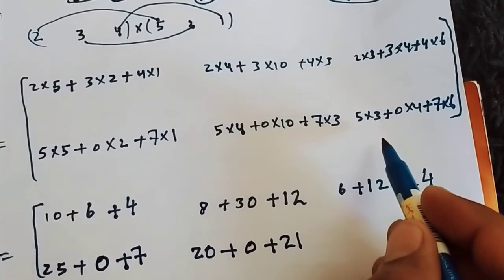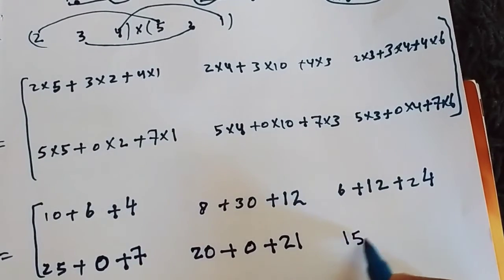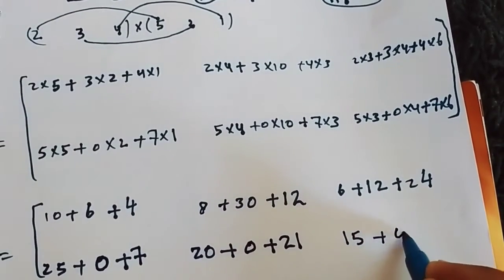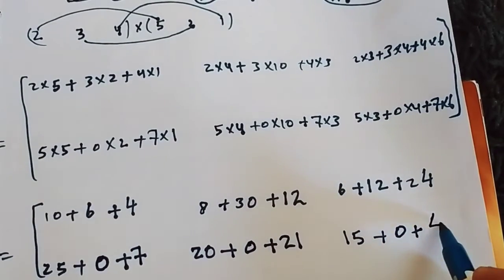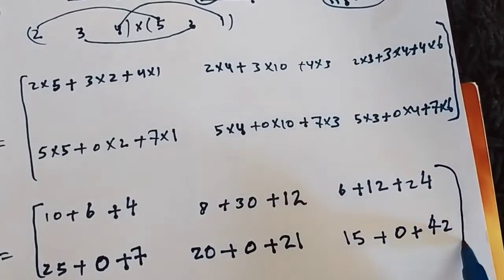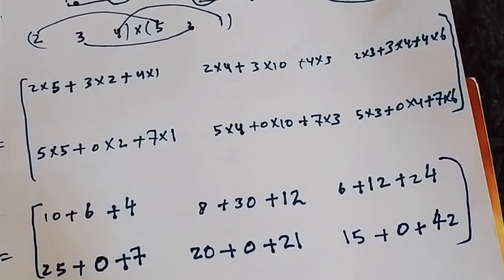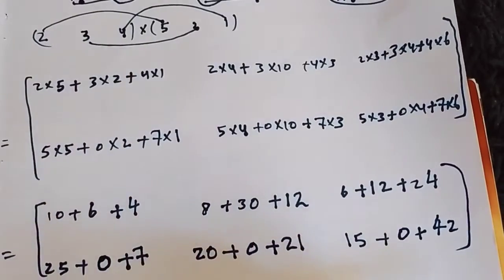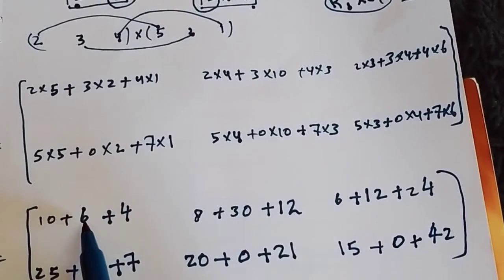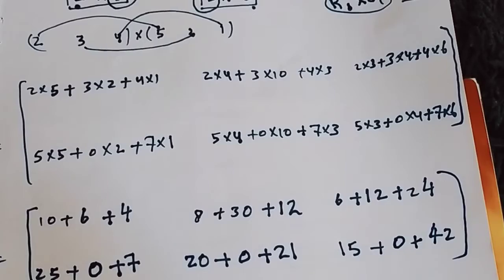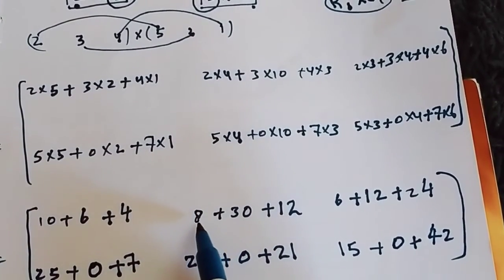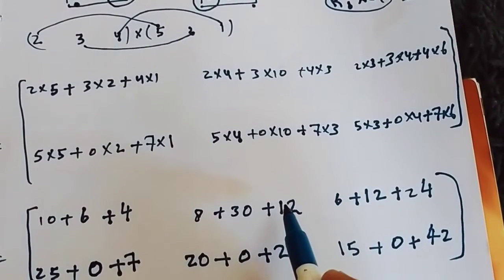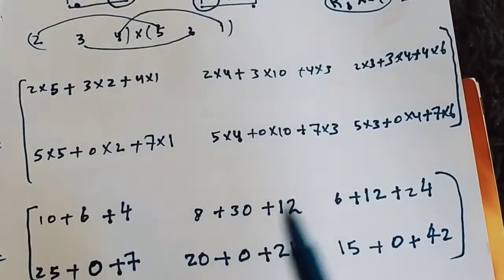Then 5 multiply 3 equal 15, plus 0 multiply 4 equal 0, plus 7 multiply 6 equal 42. Let me add now. After multiplication I want to add. So 10 plus 6, 16 plus 4 equal 20. So 30 plus 8 equal 38. Plus 12 equal 50.